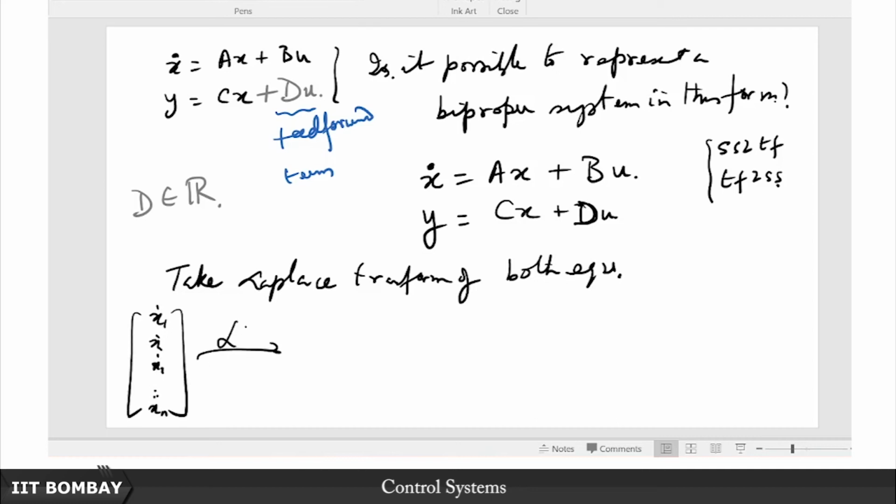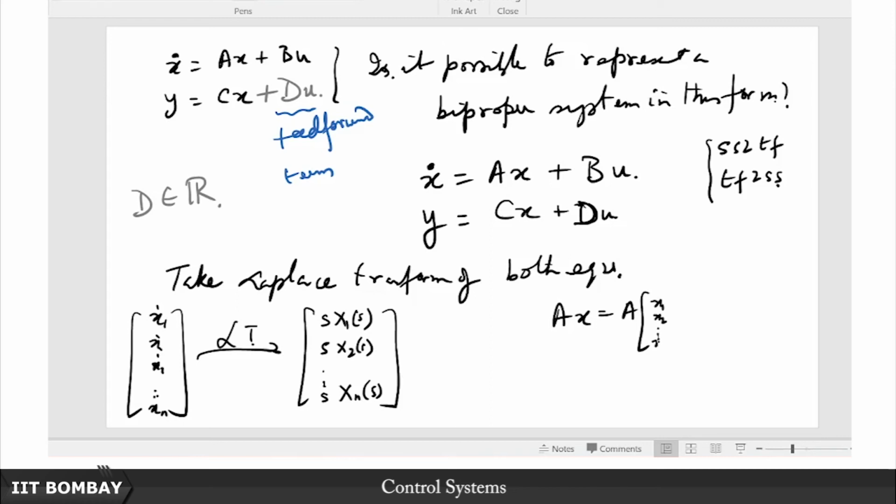If you take the Laplace transform of this, what will happen to this? This will become s X1(s), s X2(s), likewise s Xn(s). What will happen to this matrix and x? The matrix is just a constant. So if you take Ax, which is A times x1, x2, dot dot dot till xn, and take the Laplace transform, the A will remain unchanged, it is just that these variables will look bigger. This is what it looks like.